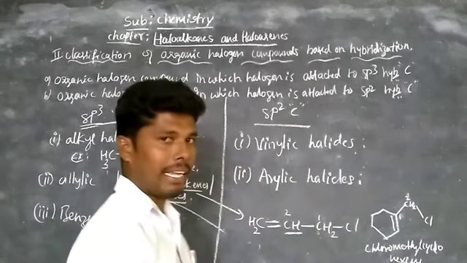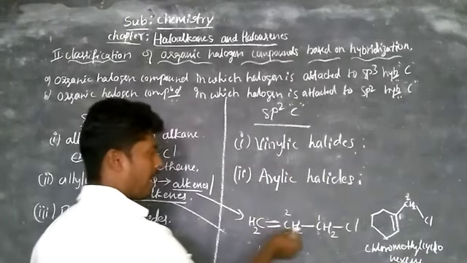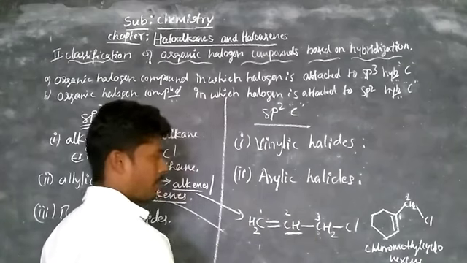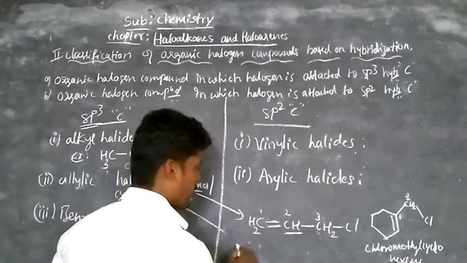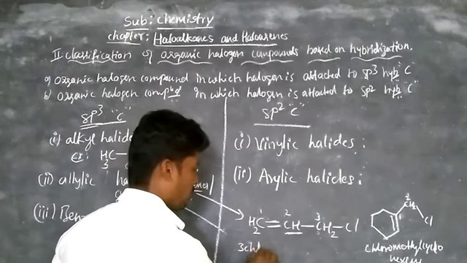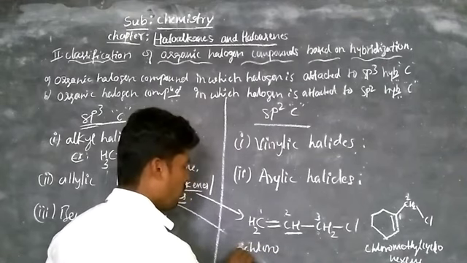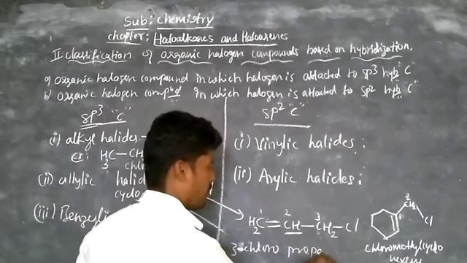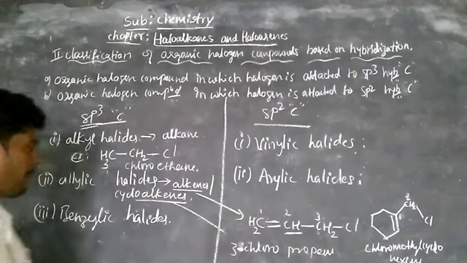Should write in one line. The name should be written in one line, and here its name is 1, 2 and 3. This is the actual numbering to the right name. That is 3-chloropropene. This is the example for what?